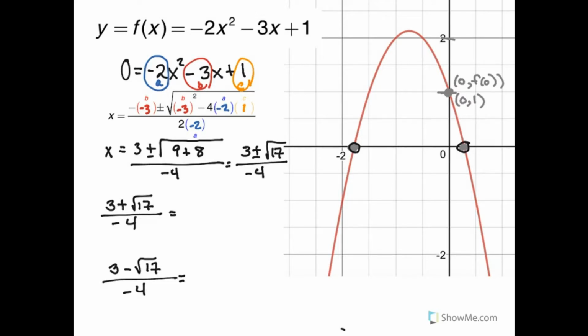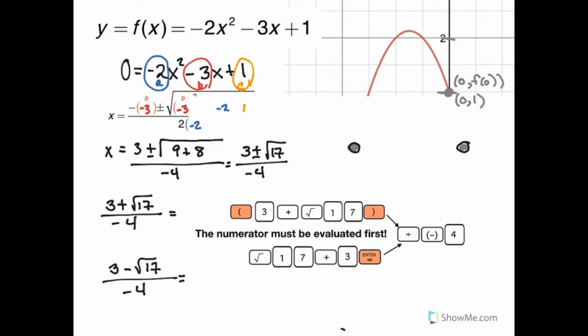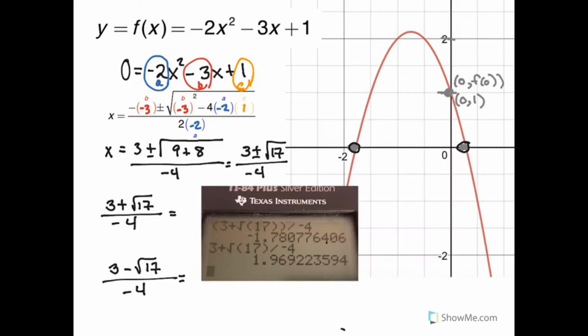And I want you to be careful with the calculator. When you're evaluating, you have to evaluate the numerator first, either with parentheses or by pressing enter. If you don't, you get a different answer. The first one here is done correctly. There's parentheses around the numerator, but in the second one, the calculator interprets this as you asking to add 3 to the division of the square root of 17 by negative 4, because it's using the correct order of operations.